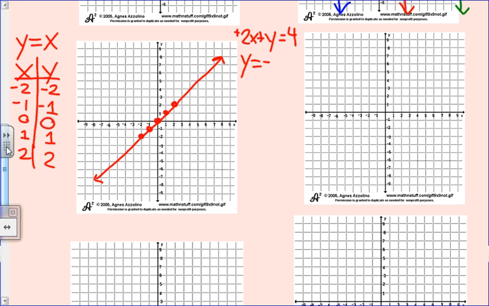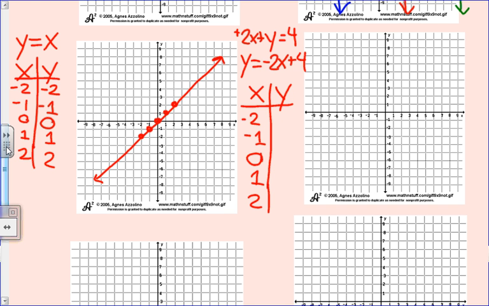Subtract the 2x to the other side. It's a positive 4. Now we need to make our chart. Plug in anything that we want. But I want something to be negative, I want one to be 0, and I want some to be positive. Okay, so now we're going to plug it in.